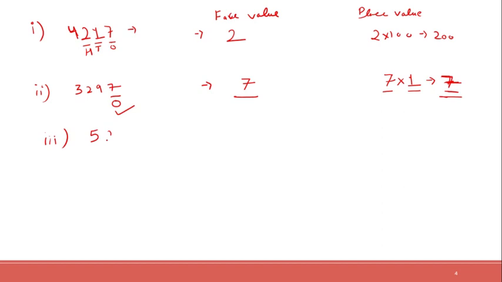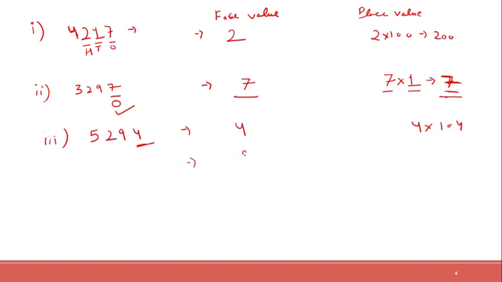Here I have 2, 3, 9, 4. I want the place value of 4. What is the place value of 4? Place value. I am saying place value, not face value. So 4 into 1, it is 4. What is the face value of 4? It is 4 only.